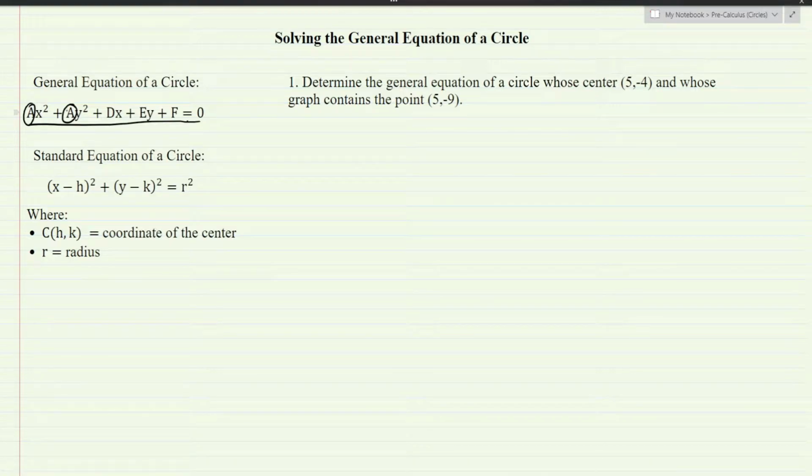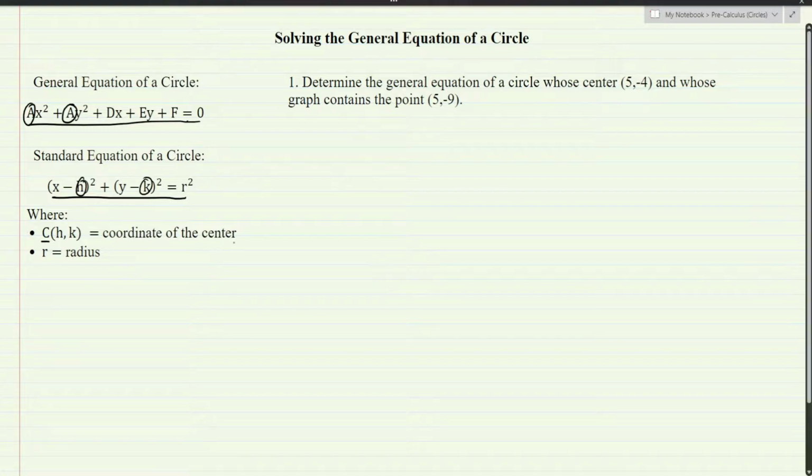Now, in order for us to solve for this general equation, we must first have the standard equation of the circle, x minus h squared plus y minus k squared equals r squared, wherein the variables h and k are the coordinates of the point C, and point C here is considered the center of the circle, and r here is our radius. Now once we have the standard equation, we will just need to simplify it in order for us to arrive at the general equation of the circle.